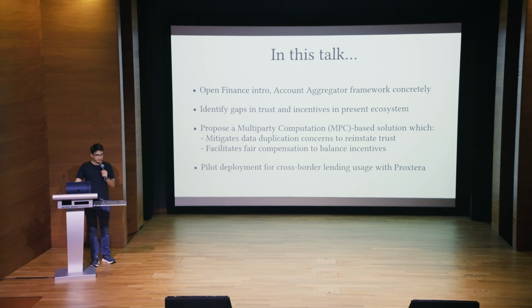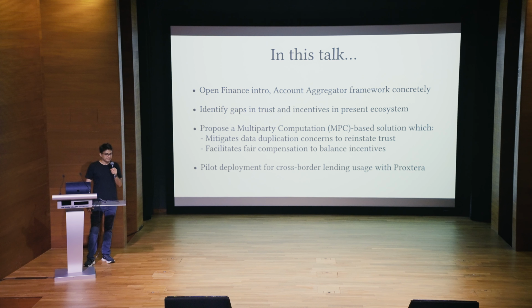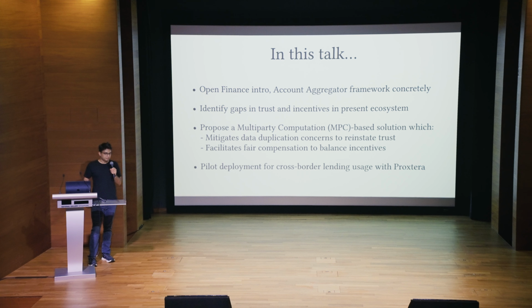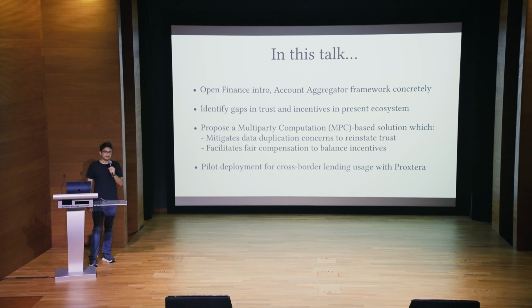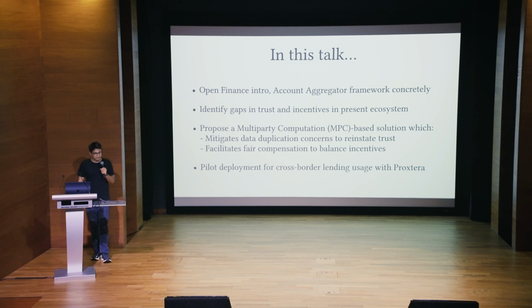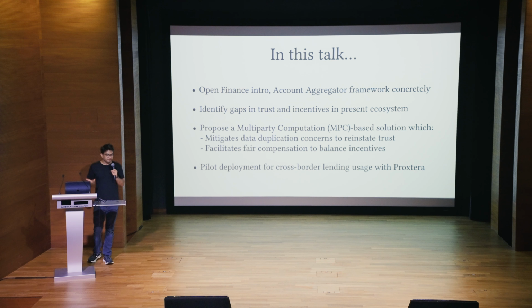I'm going to then identify some gaps in such frameworks, specifically in the trust model and the incentives that the parties in these frameworks have. I'm going to propose a solution based on multi-party computation, or MPC, which I claim does mitigate some of the data duplication concerns that arise in these settings, and it should facilitate some fair compensation models to balance some of these gaps and incentives that we've identified. And also talk about a pilot deployment that we have for a particular use case in the cross-border lending scenario. That's a collaboration with Proxterra.